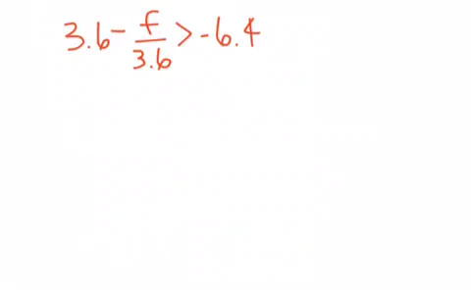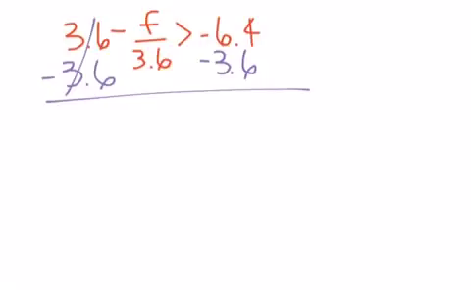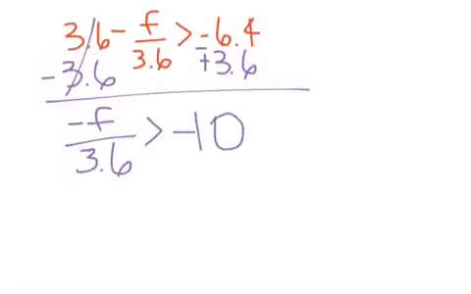All right, 3.6 minus f over 3.6 is greater than negative 6.4. So I'm going to subtract 3.6 on both sides. Cancels that out. You have negative f over 3.6 is greater than, so this is really adding 2 negatives here. So this is going to be negative 10. This was negative 6.4 plus a negative 3.6, which would be negative 10.